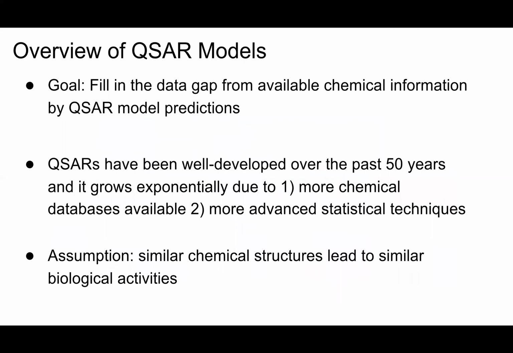As I mentioned briefly before, QSAR models are used to fill in the data gap from available chemical information. QSAR have been developed for a long time, and now it has been growing exponentially due to two major drivers. The first one is that we have more and more chemical experimental databases available. The second one is that we have more advanced statistical techniques, such as random forest, artificial neural network, and also the help of our fast computing powers. QSAR are based on the assumption that similar chemical structures usually lead to similar biological activities. Those chemical structures can be represented by molecular descriptors, which are used to describe the chemical information in numerical values.